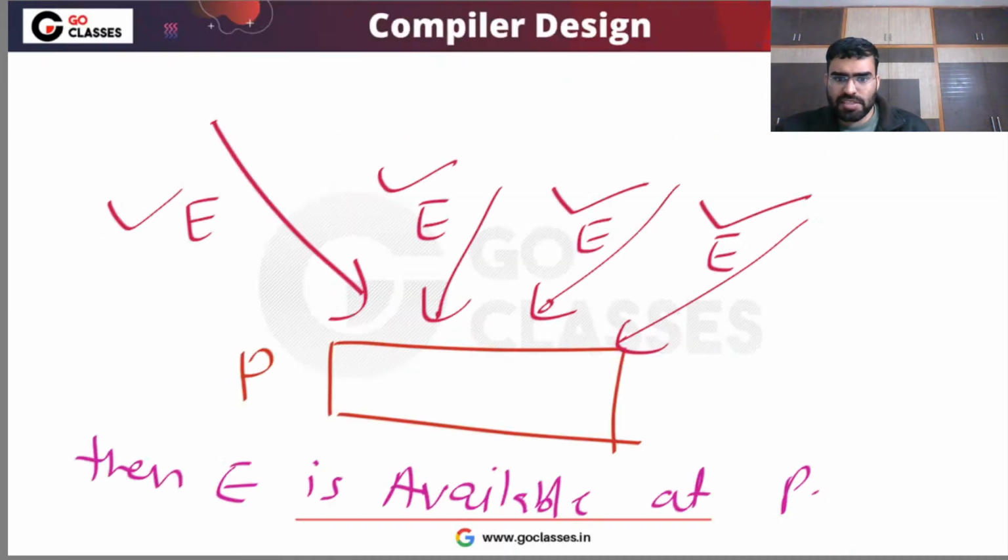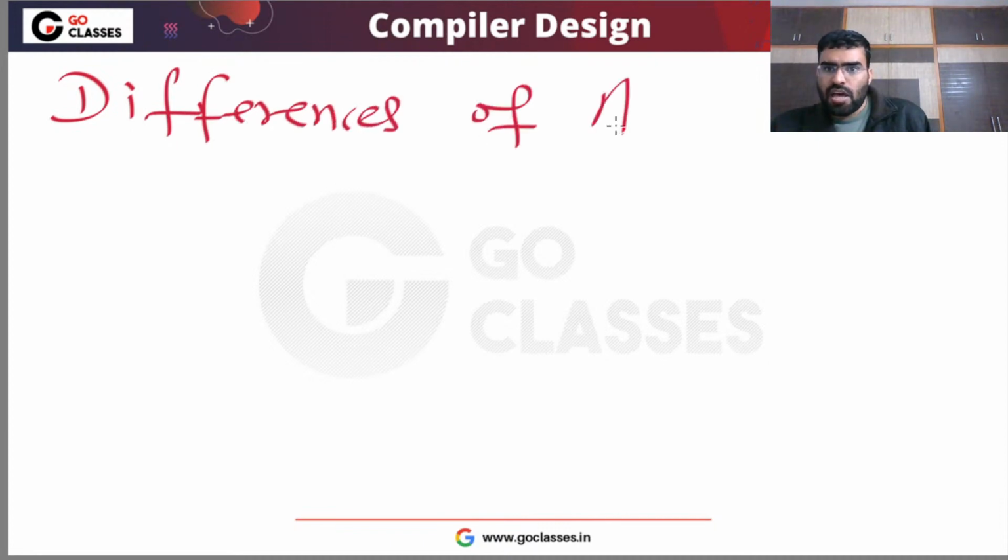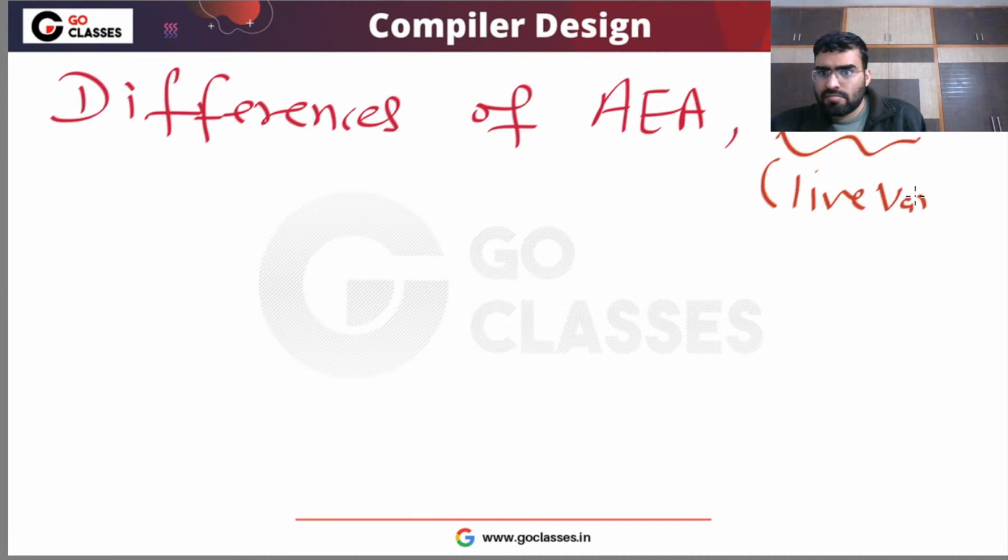Now let's see the difference. What are all the differences? Liveness analysis versus what are the differences? Differences of available expression analysis and live variable analysis. So this means live variable analysis.